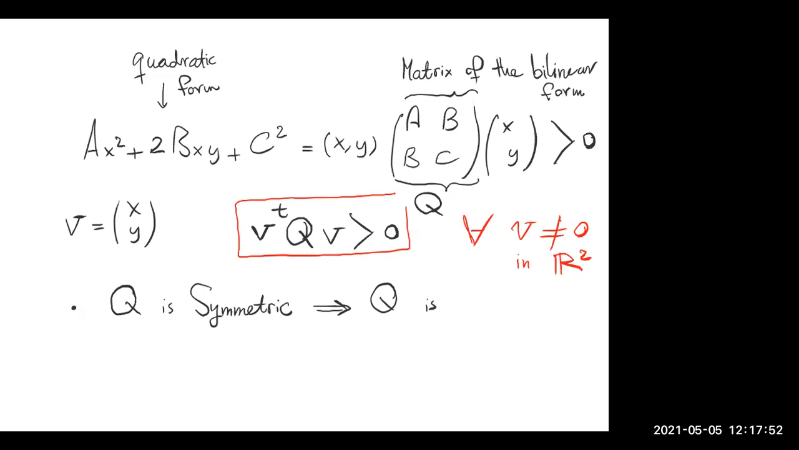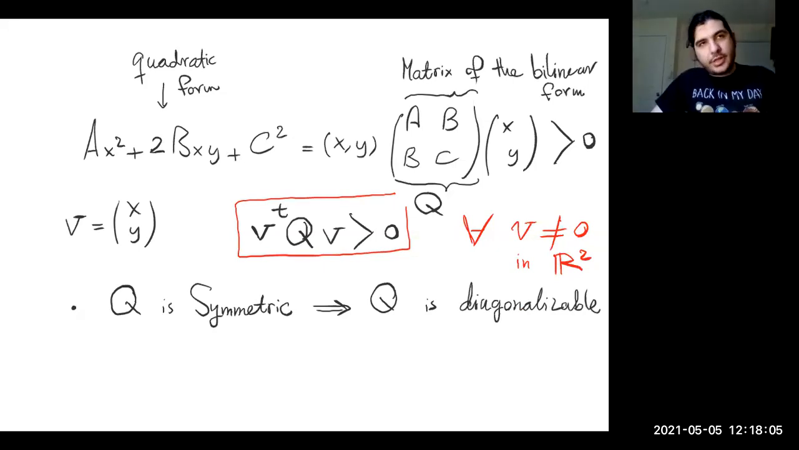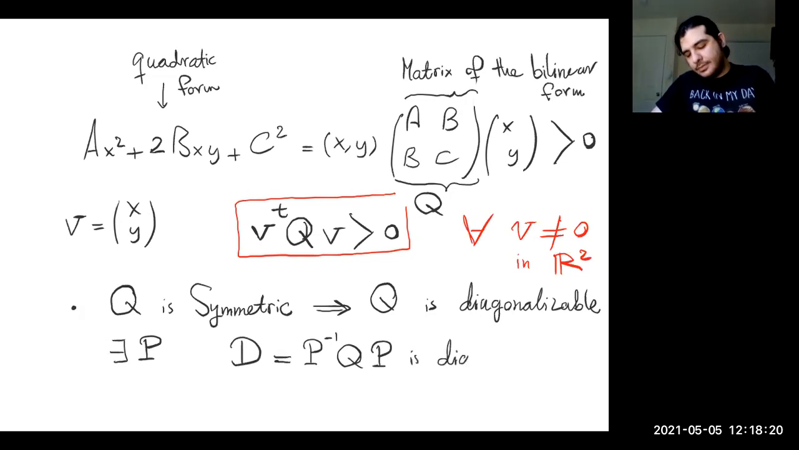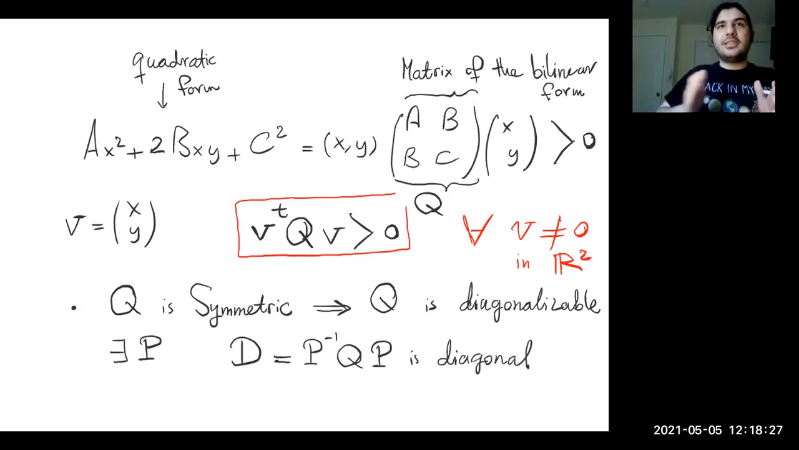Diagonalizable. It means there exists another matrix P such that it is invertible, and P inverse Q P, with n by n, here it would be 2 by 2, is diagonal, right? Therefore, this matrix we have here, A, B, B, C, is diagonalizable, right?